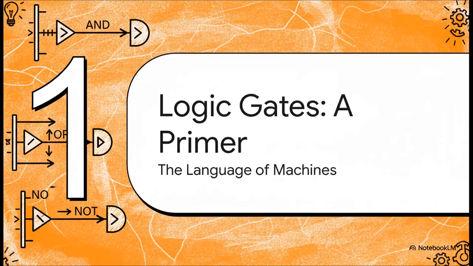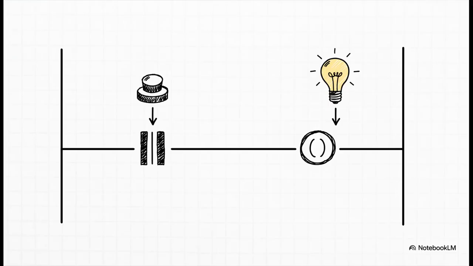All right, so if a PLC is the brain, it has to have a language to think in, right? Well, for PLCs, that language is called ladder logic. And the basic words of that language, those are digital logic gates. Just think of them as the fundamental rules, the simplest decision makers that when you string them together can create some incredibly smart systems.